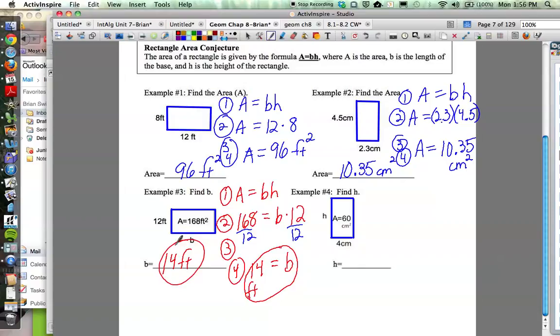And finally, example 4. Similar to the last problem, you have a rectangle. So we have area is equal to base times height. You know the area is 60 square centimeters. You know the base is 4, and you do not know the height. So 60 is equal to 4 times h. Step 3, again, is to do the algebraic steps in between. So we're going to divide both sides by 4.